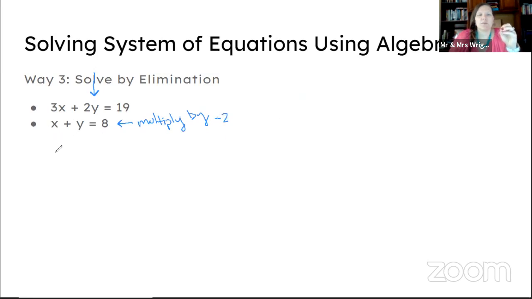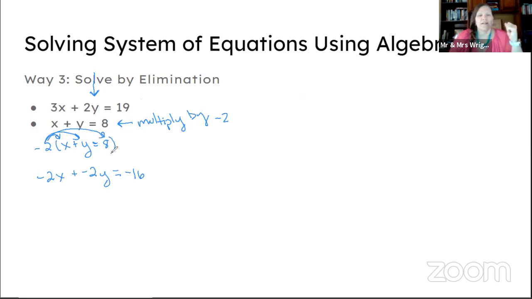Okay, so I'm going to multiply this whole equation, -2 times x plus y equals 8. I want to multiply -2 times the entire equation, not just one side of it, not just one expression, the entire equation. So I'm going to get -2x plus -2y equals 8 times -2 is -16. So you can see that I have distributed this to all 3 terms. This is my new equation.